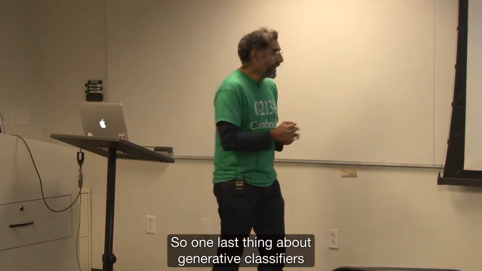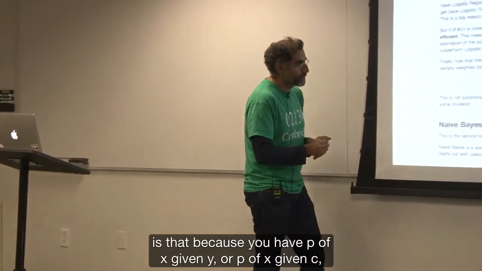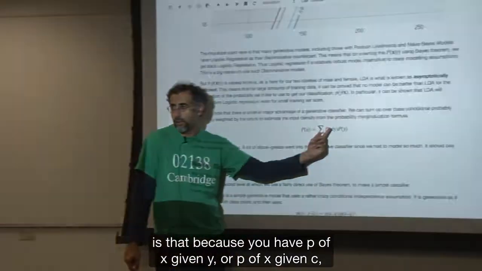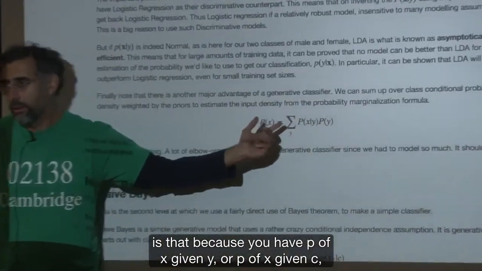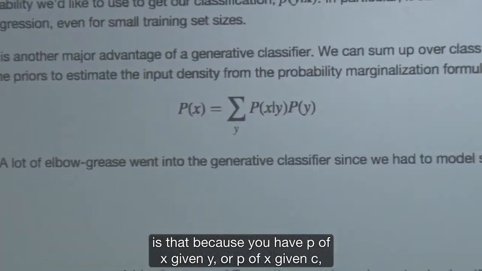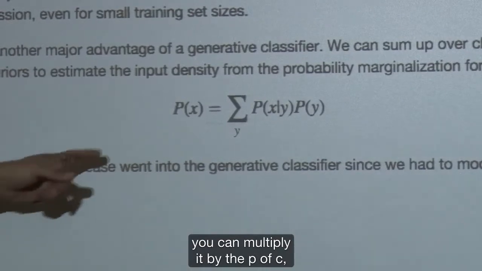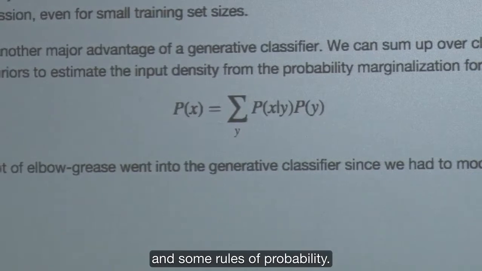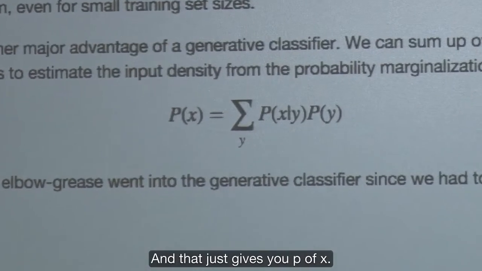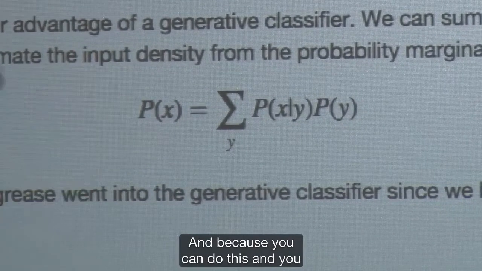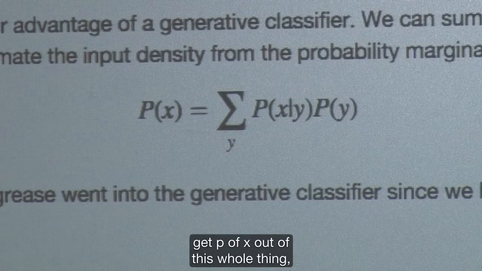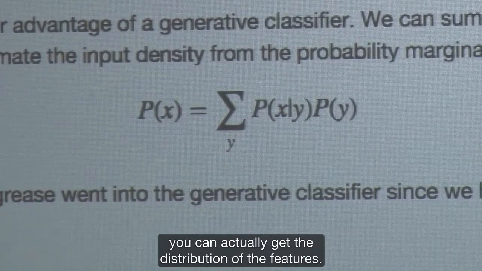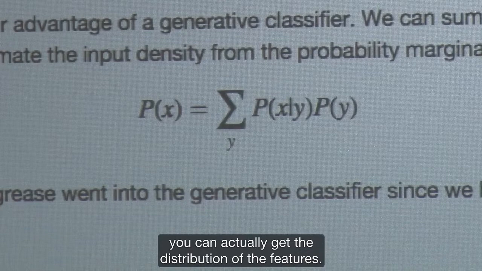So one last thing about generative classifiers is that because you have P of X given Y, or P of X given C, you can multiply it by the P of C and then add over all of them using the product and some rules of probability, and that just gives you P of X. And because you get P of X out of this whole thing, you can actually get the distribution of the features.